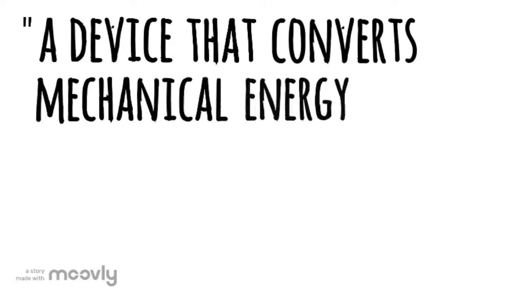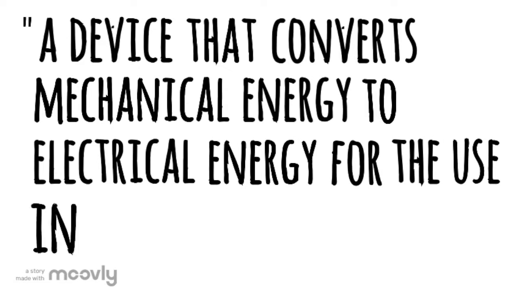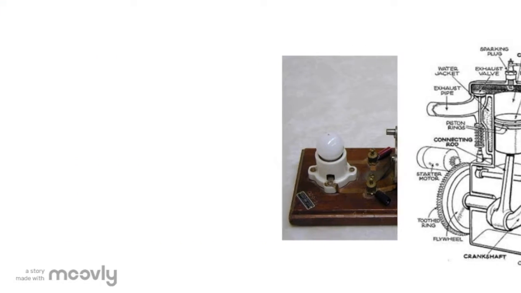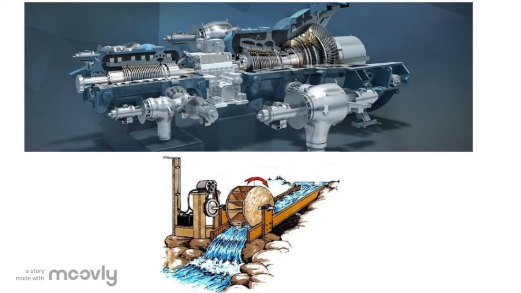First off, a generator is a device that converts mechanical energy to electrical energy for use in an external circuit. The source of this mechanical energy may vary widely from a hand crank to an internal combustion engine. Other sources include steam turbines and water turbines.